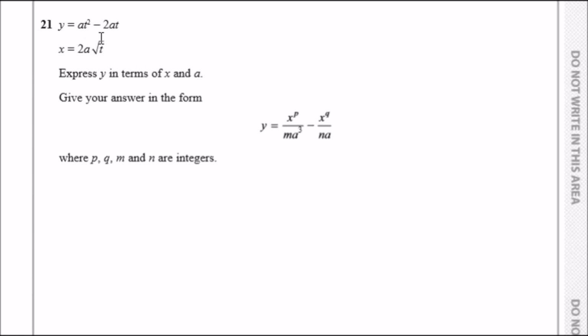This is telling me that we need to get rid of the t, or at least substitute. So we need to make an equation in terms of x and y. So we need to make t the subject of the second equation, and then pop it into the first. Then you'll notice that the t's will vanish. We're just going to have an equation in terms of x and a, with y being the subject. So let's try it out.